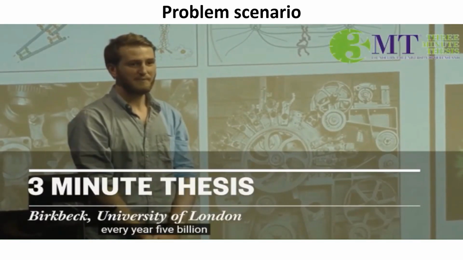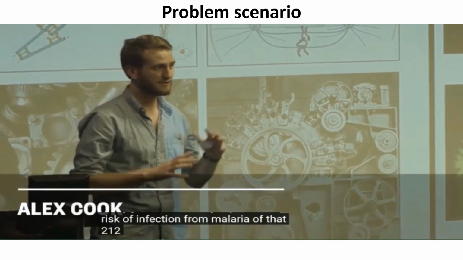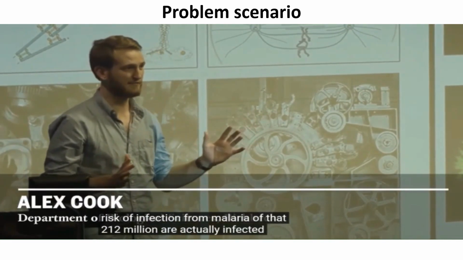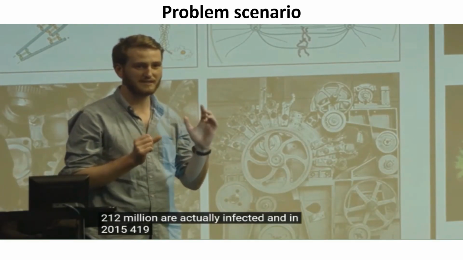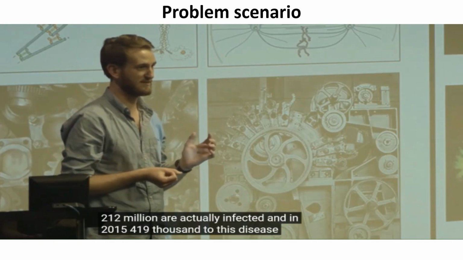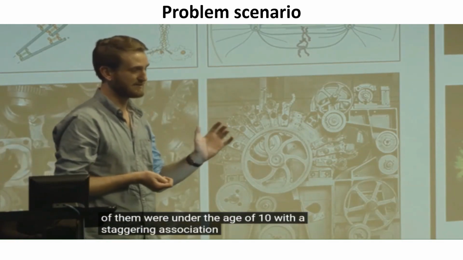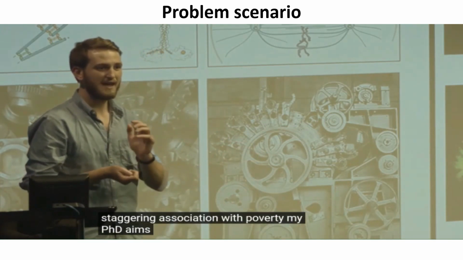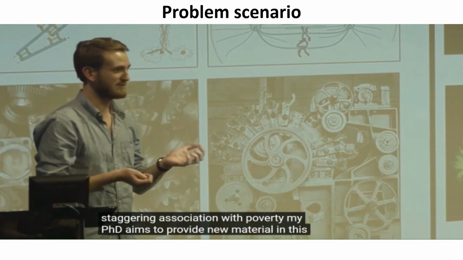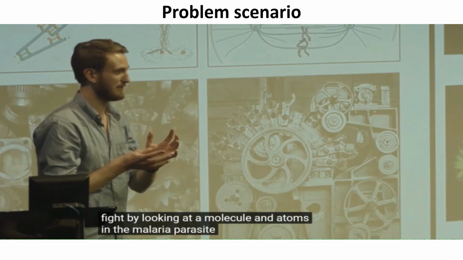Every year, 5 billion people are at risk of infection from malaria. Of that, 212 million are actually infected. And in 2015, 419,000 lost their lives to this disease. Most of them were under the age of 10, with a staggering association with poverty. My PhD aims to provide new material in this fight by looking at a molecule and atoms in the malaria.